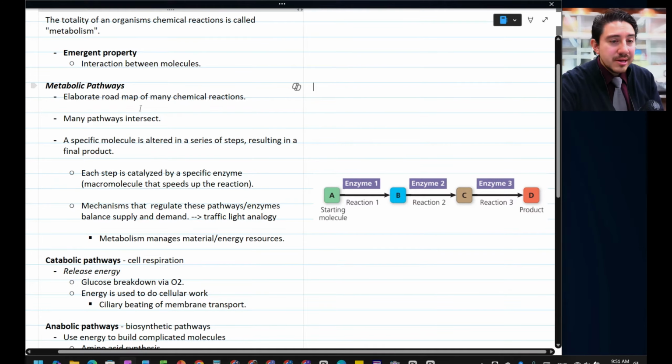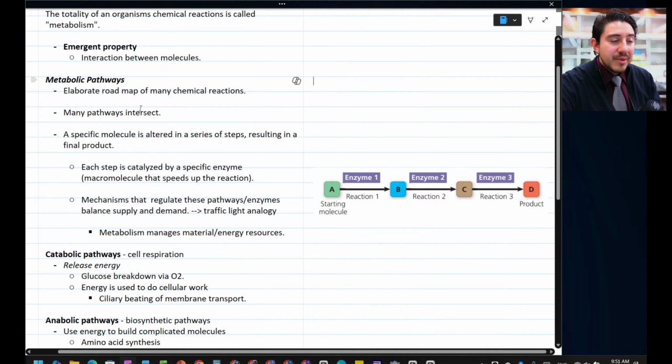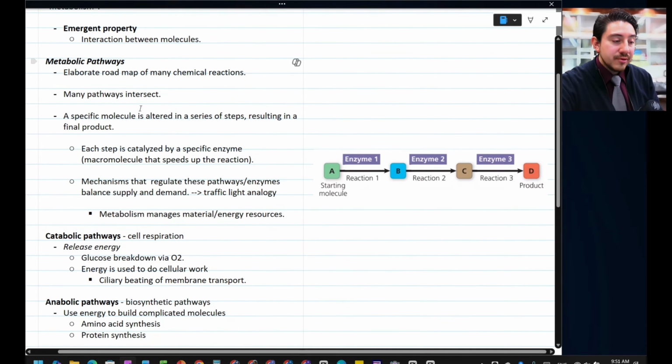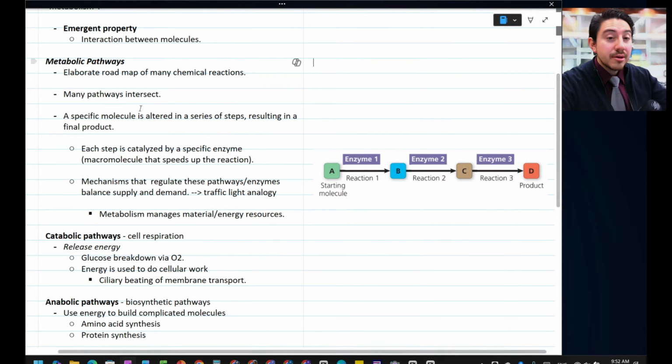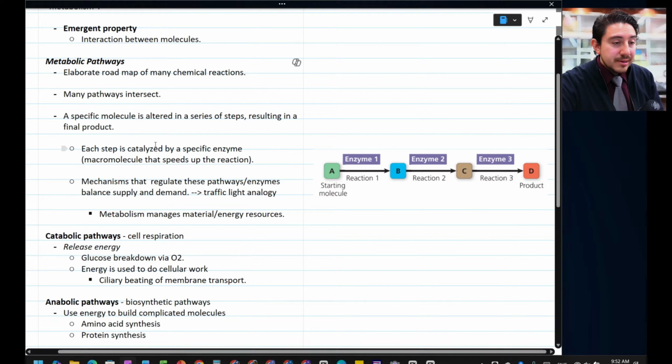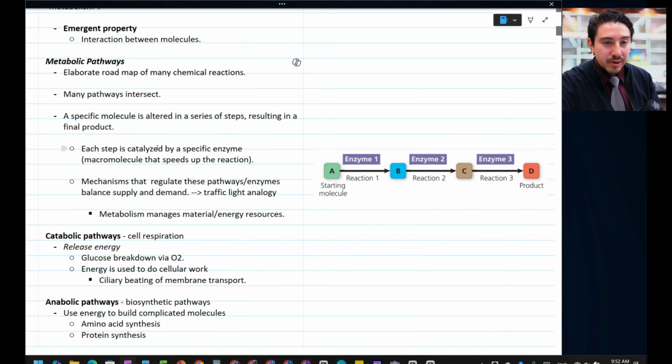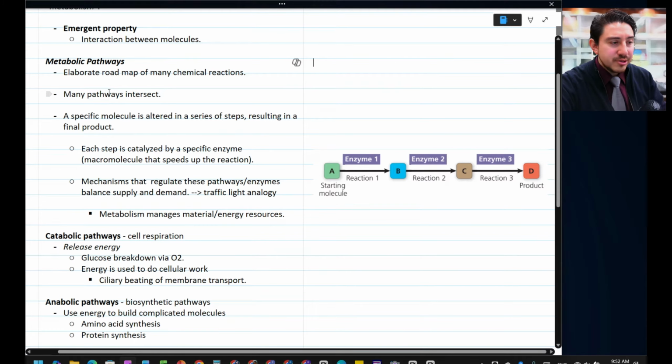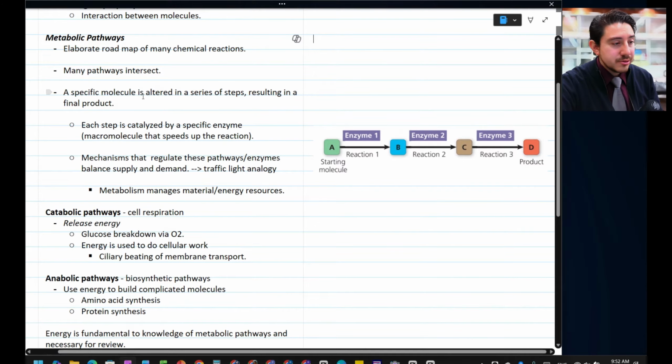Metabolic reactions usually occur in the form of pathways, where the products of one reaction come in and become the reactant of another reaction. You seldom have a chemical reaction in isolation in a biological system. So there's an interconnecting roadmap, which I'm going to show you in a little bit, of many chemical reactions that are interacting together. They're called pathways, and many of these pathways intersect.